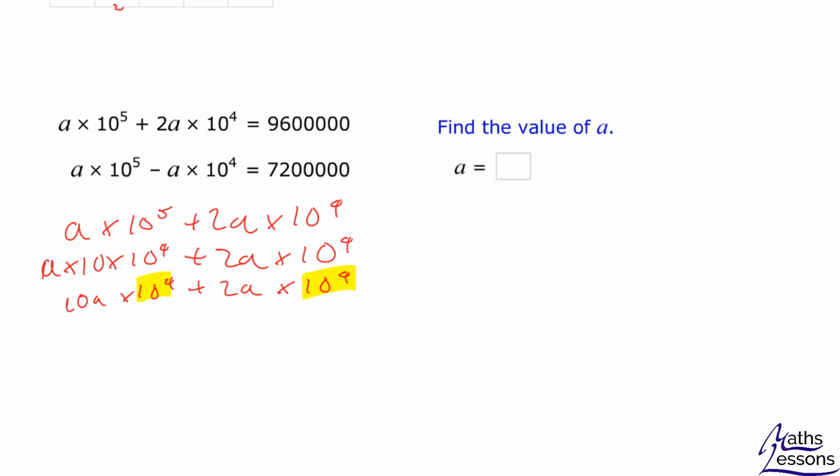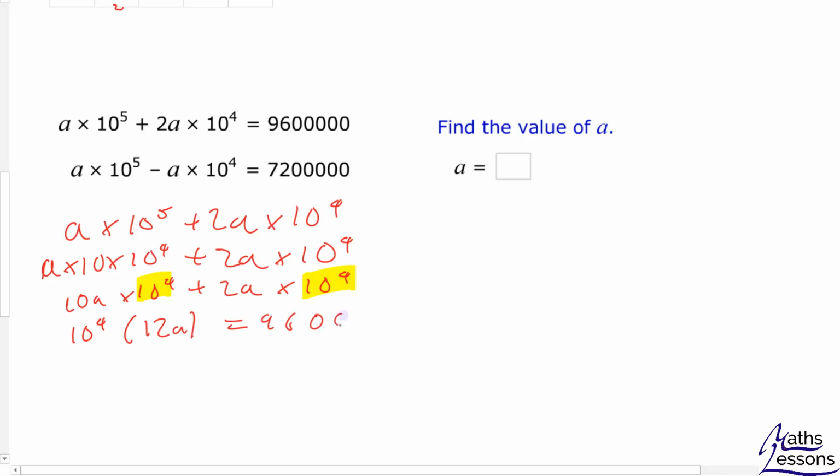So you take out a common factor of 10 to the 4, you get 10 to the 4 times 10a plus 2a, which is 12a. And that's going to equal 9,600,000. So we can cancel out the 10 to the 4, which is the same as 10,000 times 12a. So cancel out the noughts next to it so we can see it more easily.